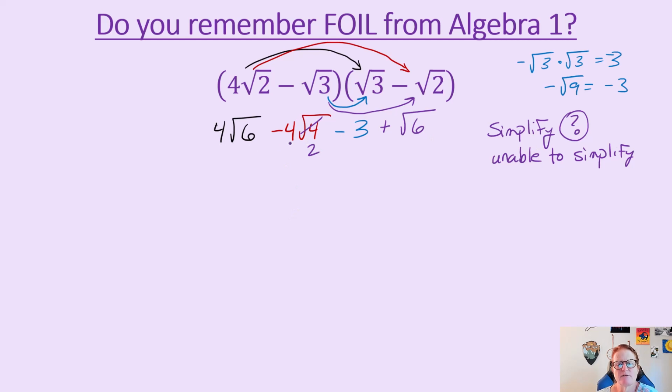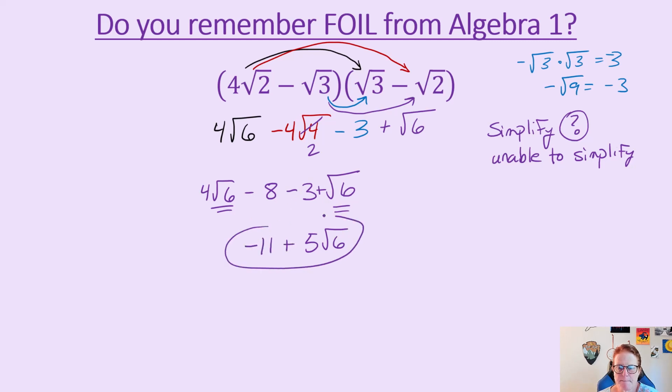So let's rewrite it all in one. I have 4 square root of 6 minus 4 times 2 is negative 8, minus 3 square root of 6 plus square root of 6. I can combine these two, and I'm going to have 5 square root of 6, right? 4 plus 1 because there's a 1 there. Now I have negative 8, negative 3, so I get negative 11 plus 5 square root of 6.